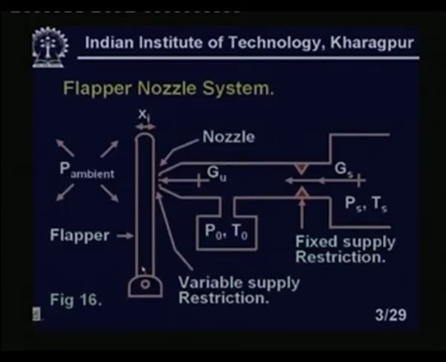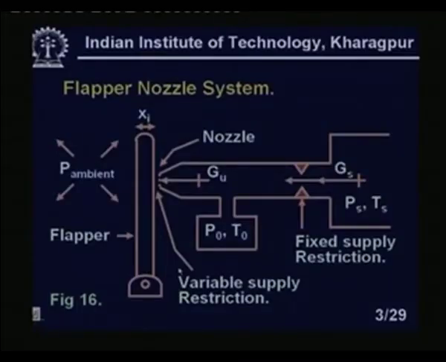You see, this is P, the ambient pressure. I have a flapper, which, as I told you, is actually very thin, though it is shown thick. I have a hinge here and the nozzle here, and the flapper will move like this. If the flapper comes very close to the nozzle, the pressure will increase, PO will increase. If it goes away, PO will decrease. That is the basic principle of the flapper nozzle system.